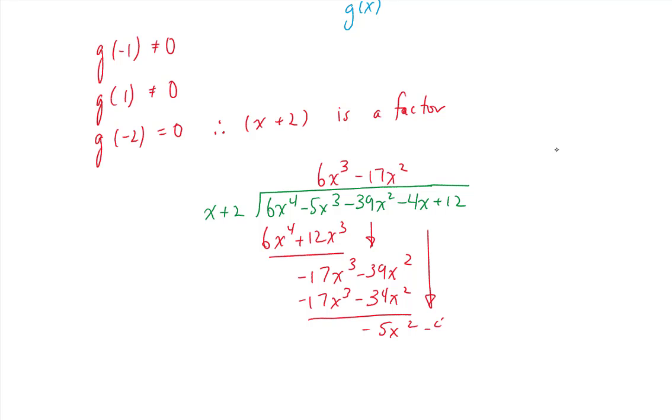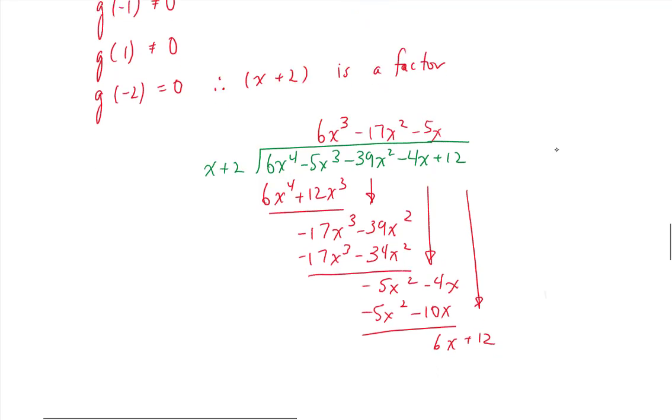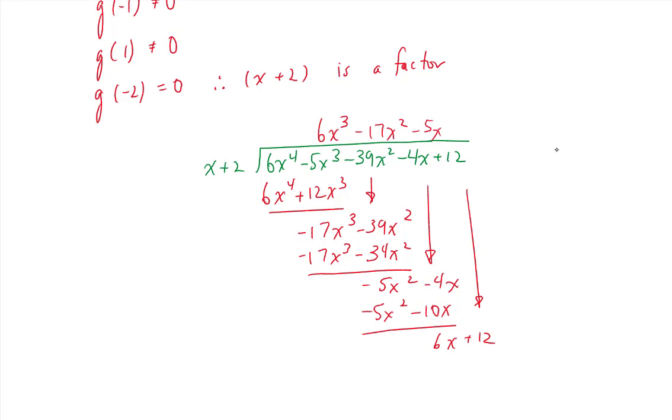Bring down the minus 4x. Again, we're going to multiply x plus 2 by negative 5x. So that gives me negative 5x squared minus 10x. And if we subtract, that gives me 6x. Bring down the 12. And finally, we're going to multiply x plus 2 by 6. And that gives me 6x plus 12. And we know we've done everything right because, again, we have a remainder of 0.